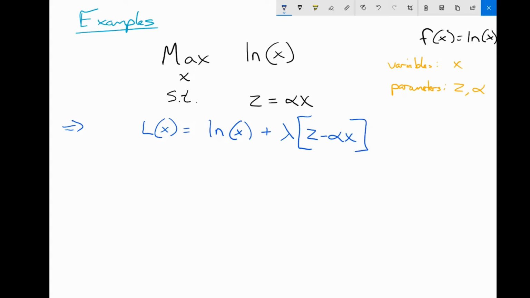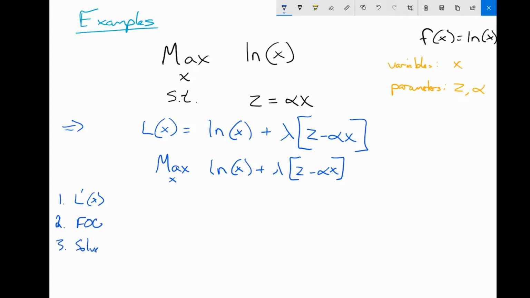Now we're going to choose the value of x that maximizes the Lagrangian. Then we follow our steps. We find L prime, we find the first order condition, and we solve. Those are our steps. So let's do that. I'm just going to delete this to give myself some more space. We're going to maximize the Lagrangian for x. Step one.